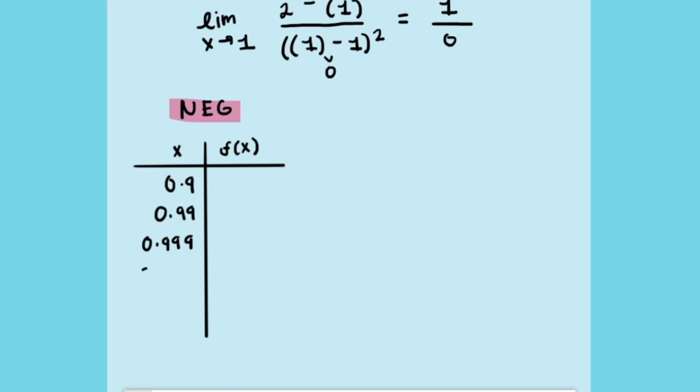0.999, and lastly 0.999. Okay, so basically we're going to be testing these values.